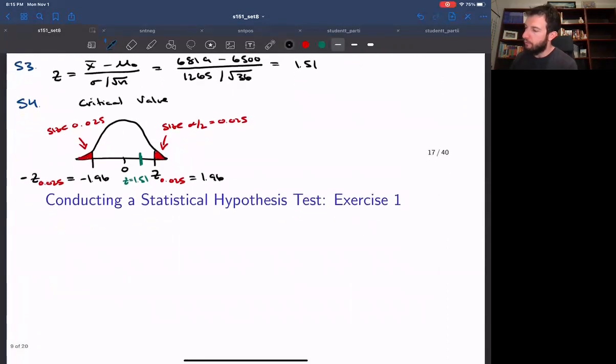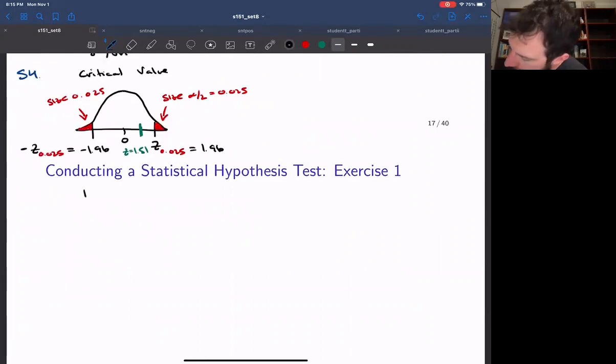Okay, so that's the first way of doing step 4. The second way is to use the p-value approach. Again, you don't have to do both. You only need to do one. I'm just showing both for illustration.